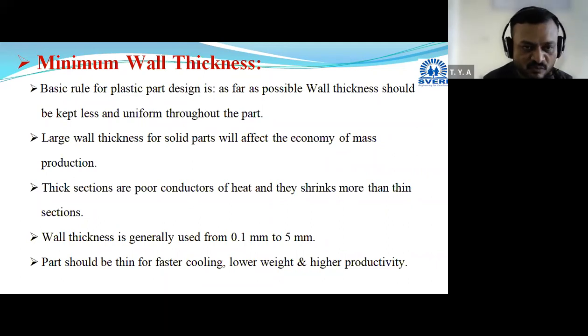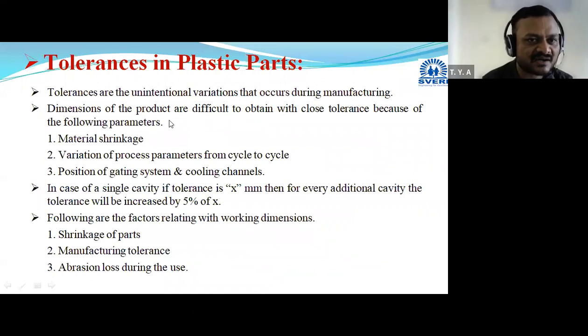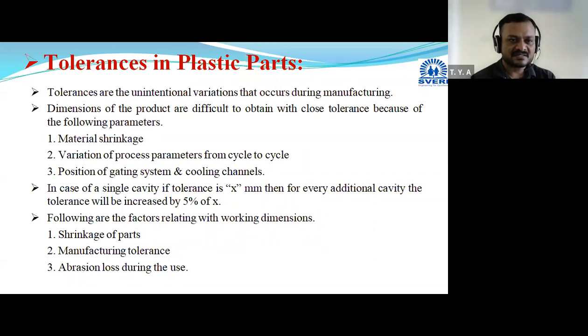After this, we will move towards the next point, that is tolerances in plastic part and allowances in the plastic part. I have added this slide here.